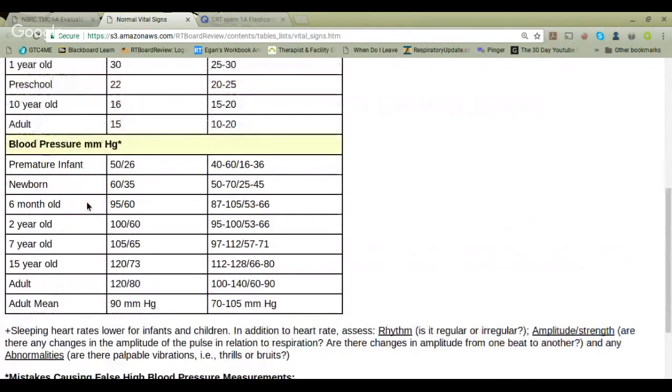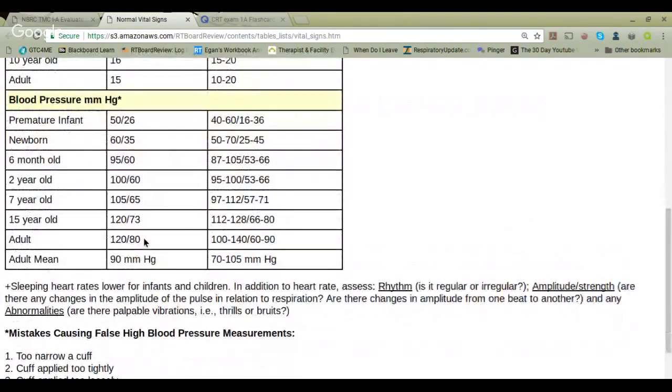Blood pressure. Premature infants, it's 50/26. Newborns. This is way too much to remember. Sheesh. But adults, it's 120/80, with the normal range for systolic of 100 to 140 and diastolic of 60 to 90.